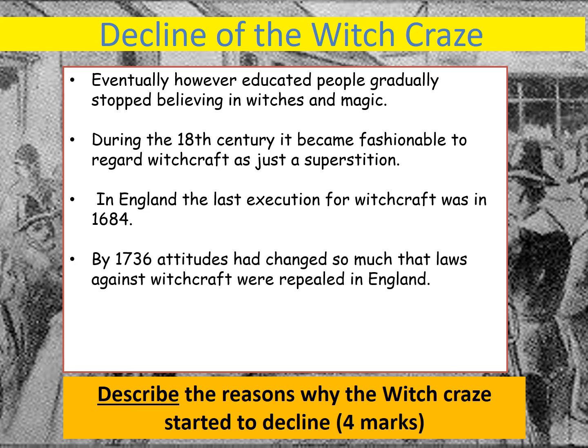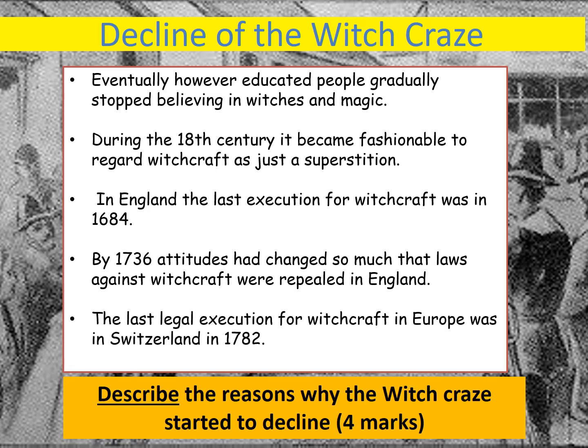And by 1736, attitudes had changed so much that laws against witchcraft were being repealed in England, so being taken away. Now, the last legal execution for witchcraft in Europe was in Switzerland in 1782. There were women arrested afterwards accused of witchcraft, but none were killed after 1782.